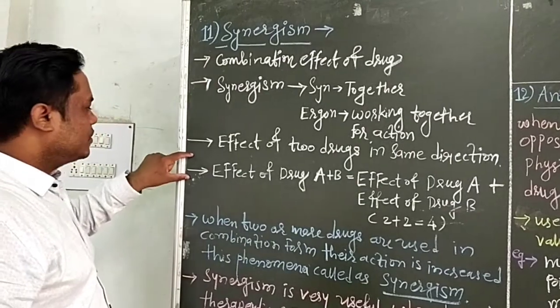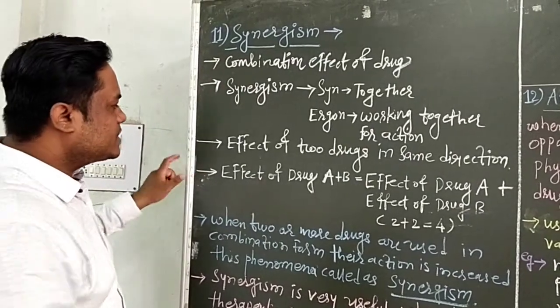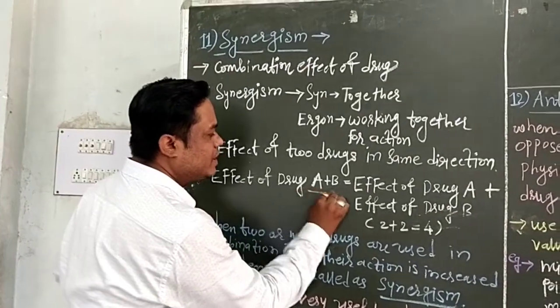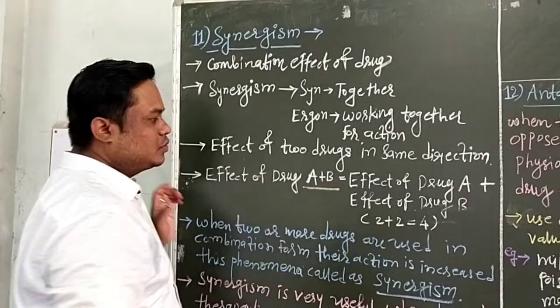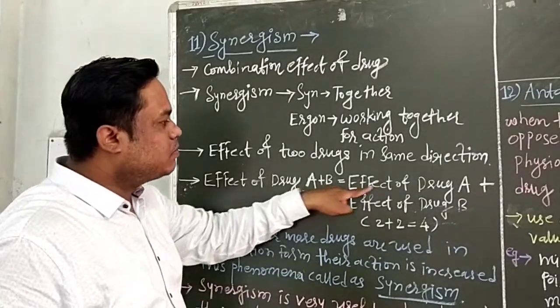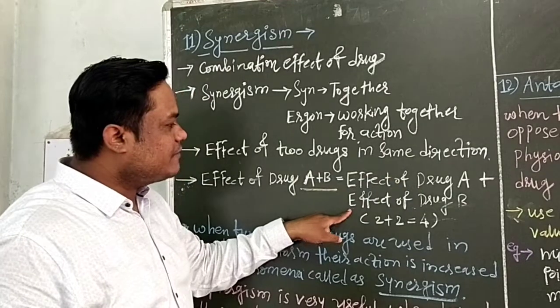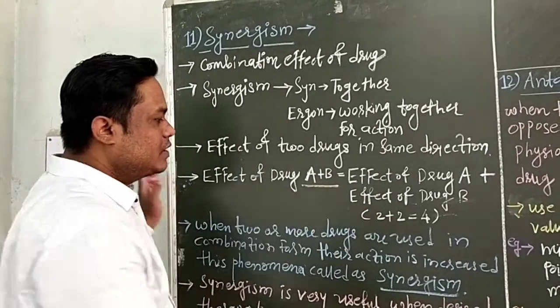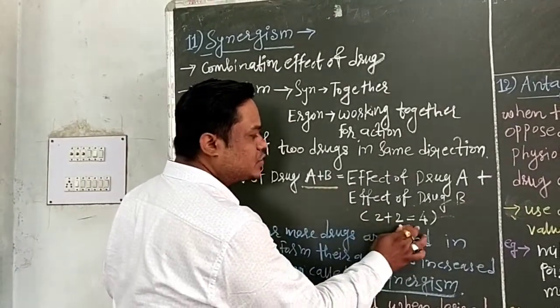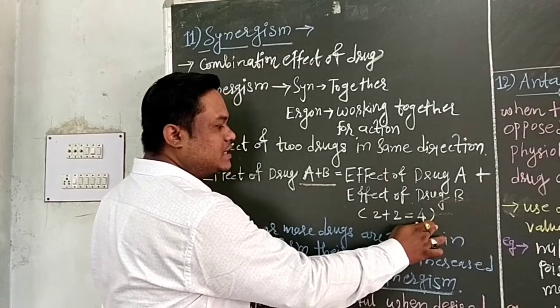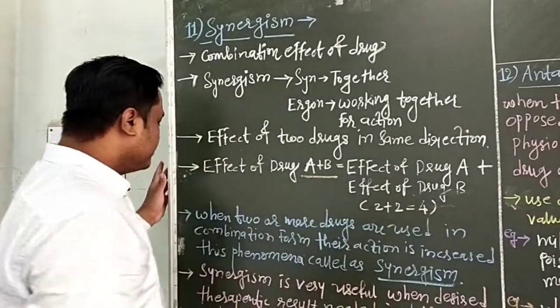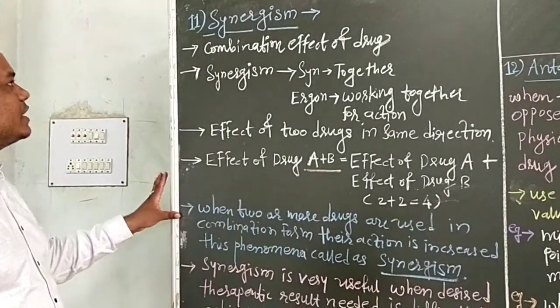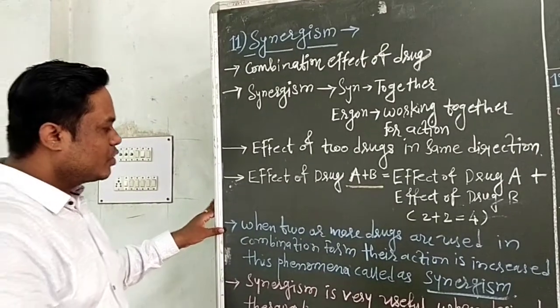We have to see one equation, that is effect of A plus B equals the effect of drug A plus the effect of drug B, means 2 plus 2 equals 4. That is called the synergistic effect. Then you have to see the definition of synergism.